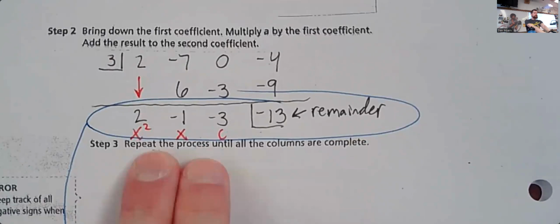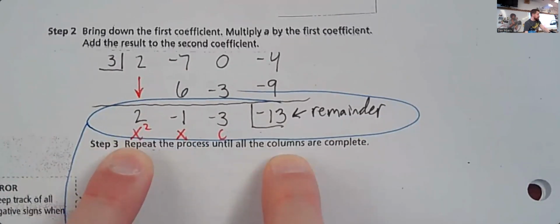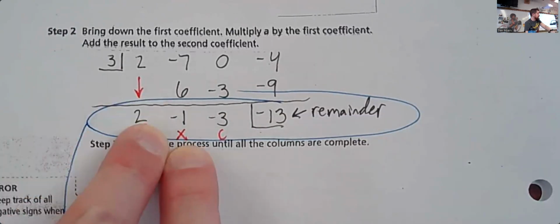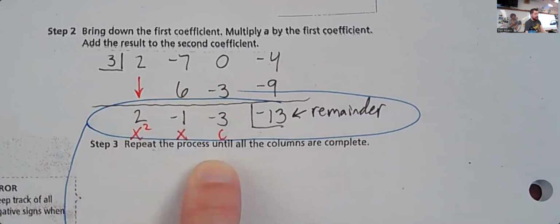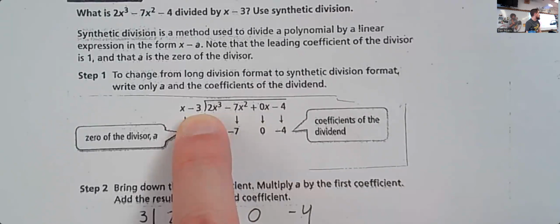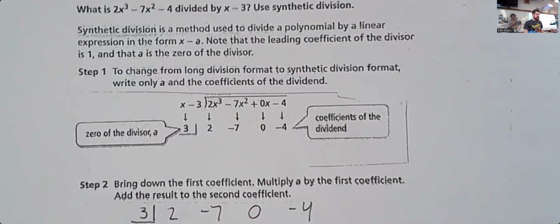All right. So we used synthetic division to make this work, right? And so that's going to be 2x squared minus 1x, or minus x, minus 3, minus 13 over the original divisor of x minus 3. So it's the same type of answer that we had previously. It's just done in a slightly different way.